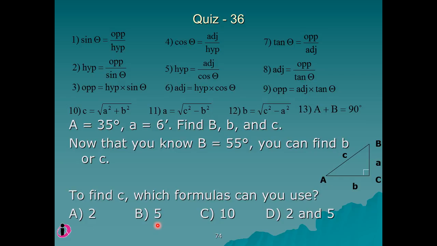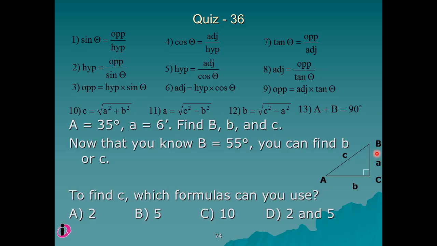Can I use number 5? Let's check number 5. Hypotenuse, which is C. Adjacent side. Do I know my adjacent side? Adjacent side is what? This one, right? Do I know my adjacent side? No, right? Because I don't know B yet. So this may not work. But let me show you a different way.